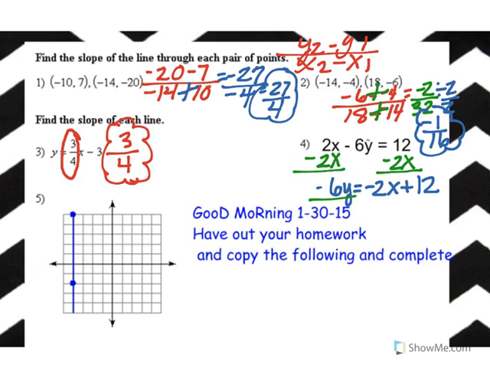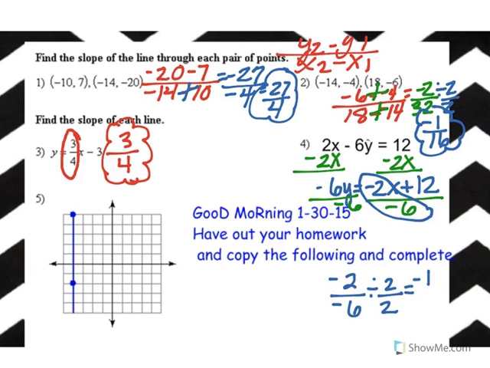To get y by itself, you're going to divide by negative 6 on both sides. Negative 2 divided by negative 6 can be reduced. Negative 2 divided by 2 is negative 1, and negative 6 divided by 2 is negative 3. So this can be reduced to being 1/3 because a negative divided by a negative equals a positive.